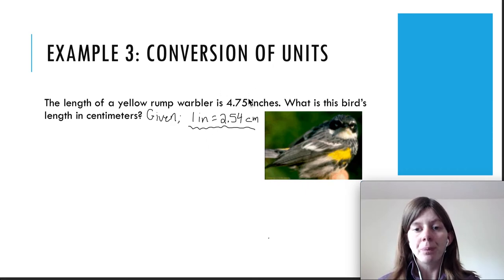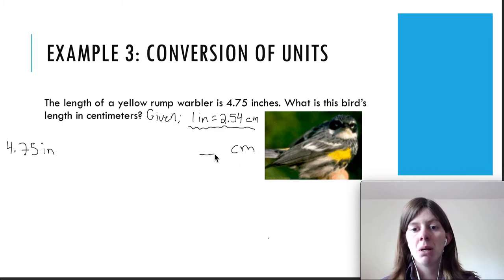So the first step is to figure out the given units, which is the inches. I like to write down what I'm given here on the left-hand side, 4.75 inches. And the desired units, what you want, is centimeters. I like to write that on the right-hand side. There's going to be a blank here that we're going to try to figure out: how many centimeters 4.75 inches is equal to. So the second step is to determine the conversion factor.